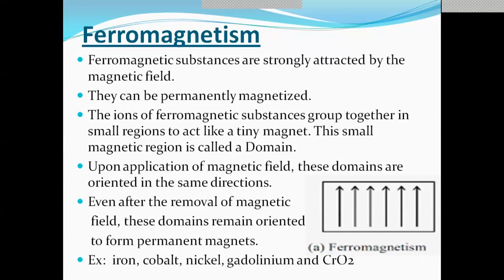So, if there are more unpaired electrons, the magnetic property is also greater. Because of these more unpaired electrons, the magnetic moment is higher. So, they are strongly attracted by the magnetic field.